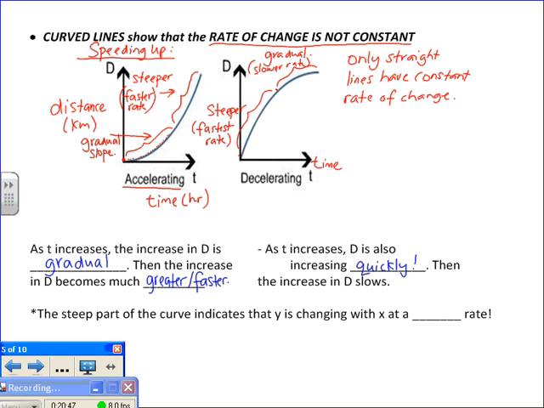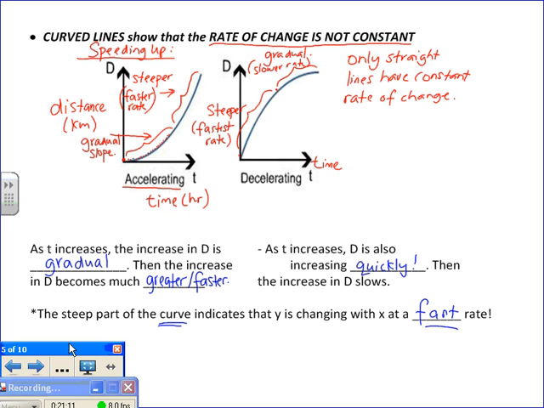So a line always has the same steepness all the way throughout it if it's a straight line, but if I'm looking at a curve, the steepest part tells us that that's where we have the fastest rate of change. So y is changing with x at a fast rate.